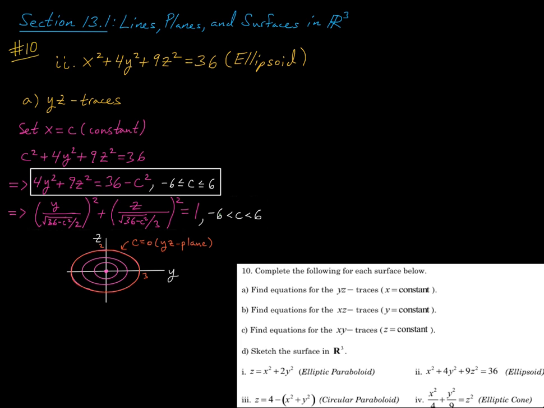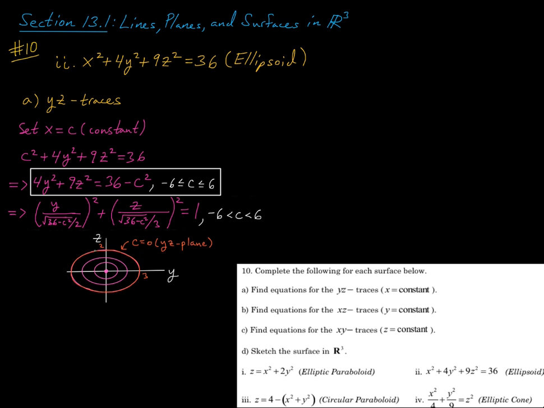Now notice here, I have to rule out the cases when c is equal to either plus or minus 6, because there the right-hand side of this equation up here would be 0, and I can't divide by 0, of course. Also notice that if the right-hand side of this equation is 0, that implies that y and z must both be 0. So in other words, when c is 6 or negative 6, we're looking at just a single point there for the y-z trace. That's when we're at the origin.